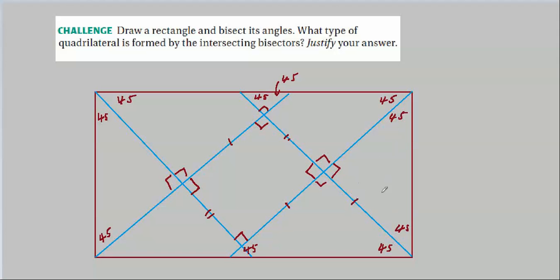So we have angle, side, angle. Although for a right triangle, just angle, side is good enough. This side is congruent to itself. That's how we know that this triangle is congruent to this triangle.